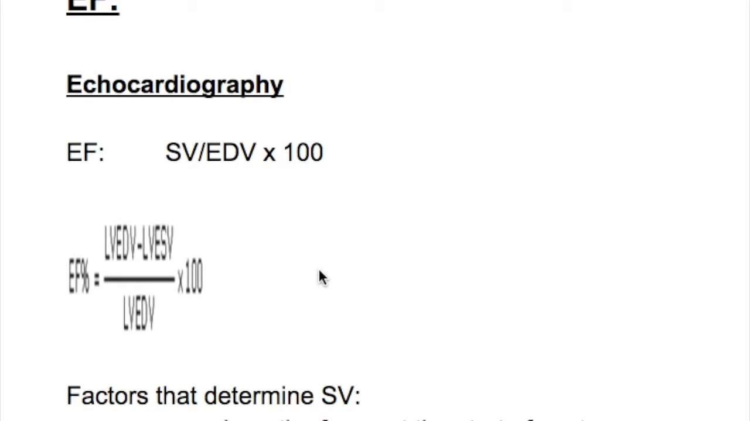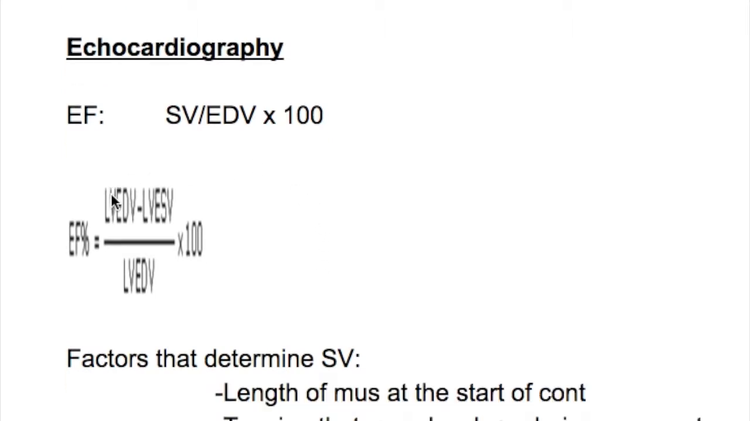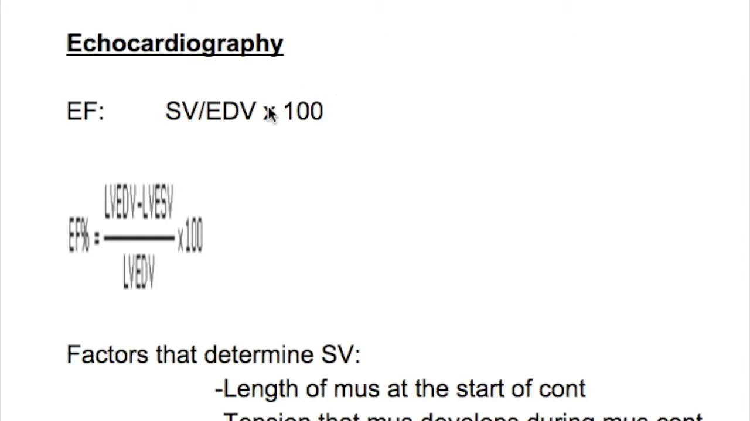This video is a continuation of the last video. So how do you measure the ejection fraction? There are many methods to measure the ejection fraction, but most commonly it's measured by echocardiography. The ejection fraction is a percentage ratio between stroke volume and end diastolic volume.